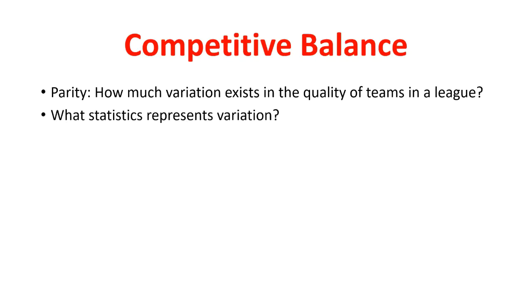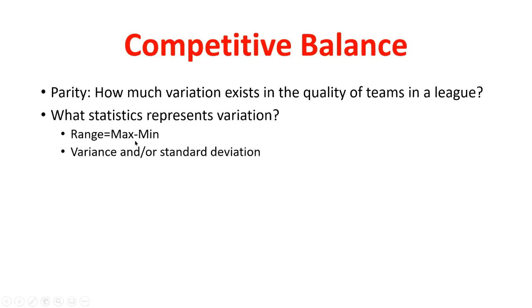Even simply looking at the range of the data: what's the difference between the number of wins from our highest quality team, the team with the most wins, and the team with the lowest number of wins? What's that range that we see in performance? There are issues with the range, because just one really bad team might cause the range to be really wide, even if the rest of the teams are all bunched together, which is good. So we can capture that with things like the variance or the standard deviation.